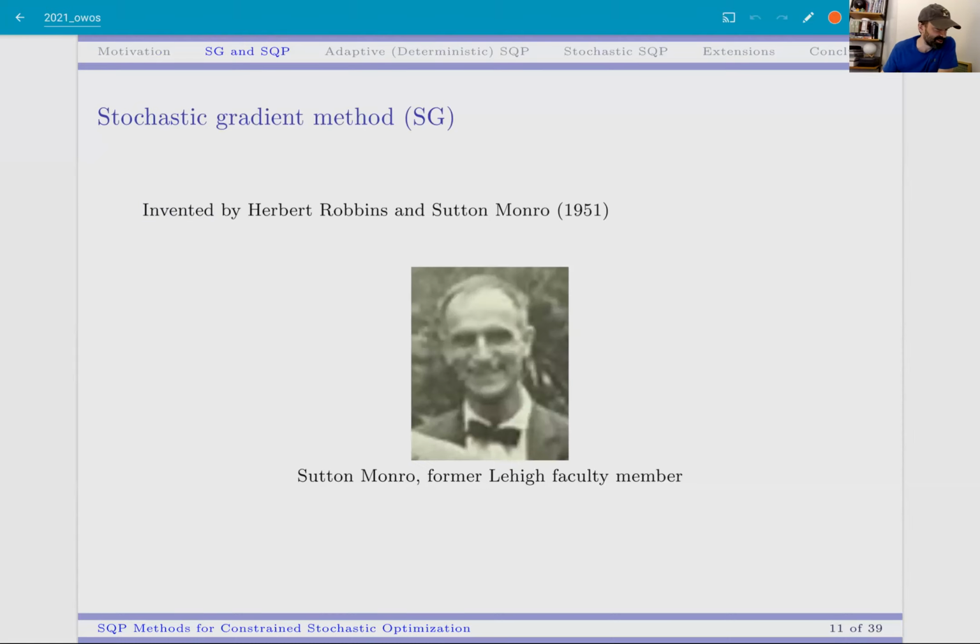So first, I'd just like to give a little bit of a plug. So the stochastic gradient method, Robbins and Monro. So Monro is actually a former Lehigh faculty member. I just want to make that little plug for Lehigh there.